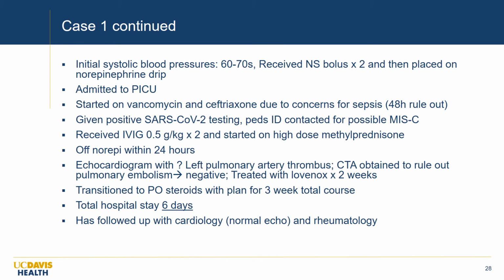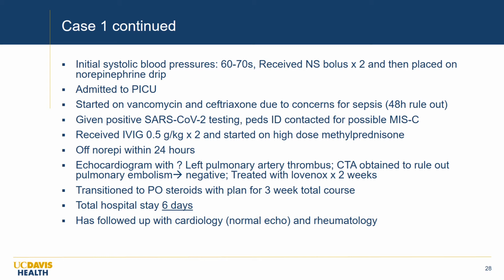So when he was in the ED, he was noted to have systolic blood pressures that dropped into the 60s to 70s. They gave him a couple normal saline boluses and then quickly placed him on a norepi drip. He was admitted to our PICU. He was started on vanco and ceftriaxone due to concerns for sepsis, just for 48 hours. But Peds ID was contacted quickly because of the thought that he may have MIS-C and due to his positive testing.